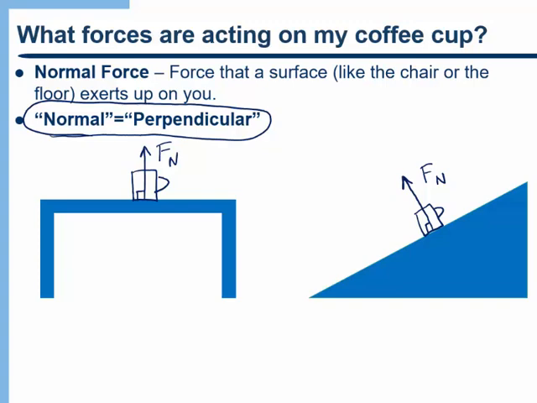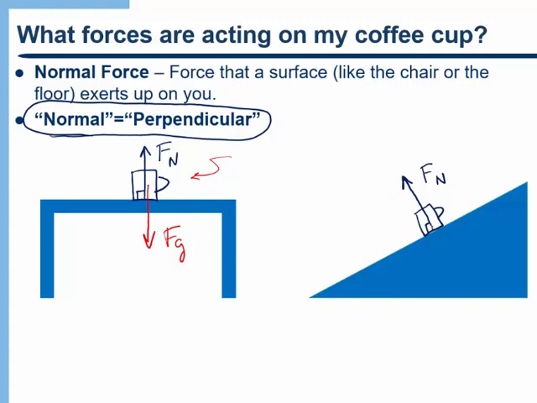What you'll notice here is that if we draw in the other forces acting, which is the force of gravity, right? So the cup has a force of gravity acting down on it here. You'll notice that the reason the cup doesn't move in this case is because the net force is 0. The normal force pushes up just as hard as the force of gravity pulls down.